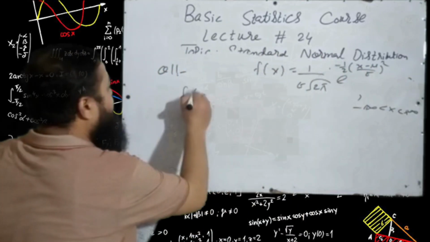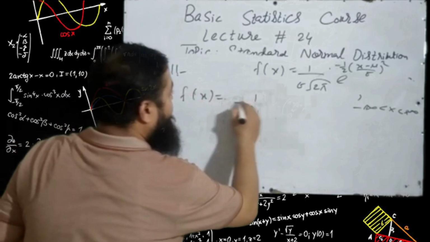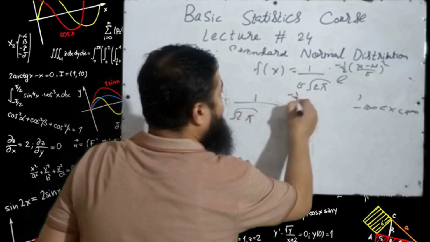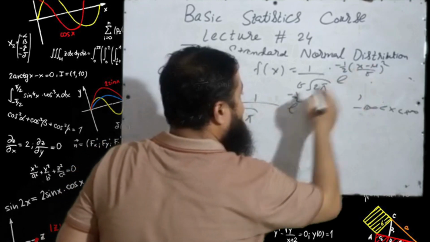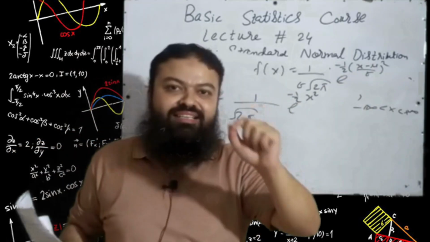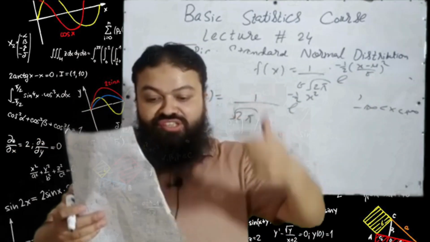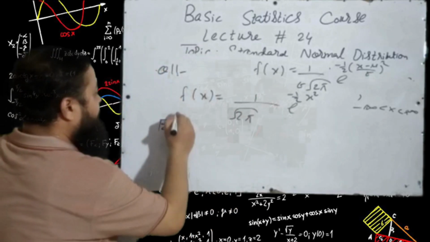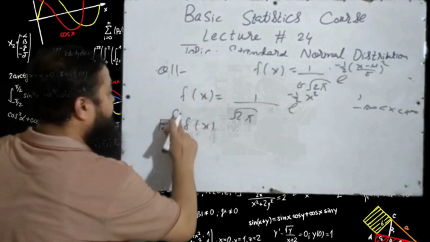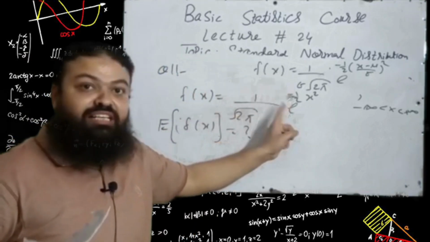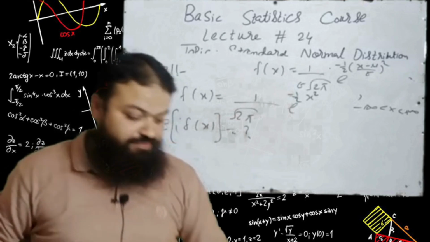Just substitute, mean is 0 and variance is 1. 1 over 1 times root 2 pi, e raised to power minus 1 over 2 times x minus 0 over 1 whole square, that will be x square. That is the PDF of the standard normal distribution. Now the question is the expectation of f of x. It is our need. We have to calculate the expectation of that PDF of the standard normal distribution.